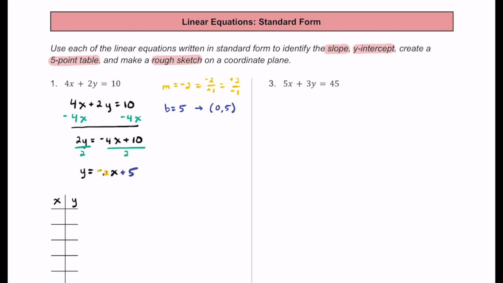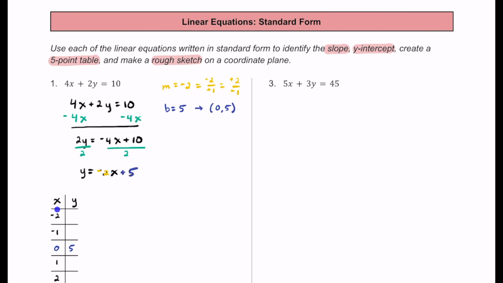All right, so here we have our xy table. We know we have this point of (0, 5). That's our free point we got from the y-intercept, or that b number. And then we can put some numbers that are smaller, like maybe negative 1 and negative 2 going in this direction. And then we can put some numbers like positive 1 and positive 2 in this direction, okay?